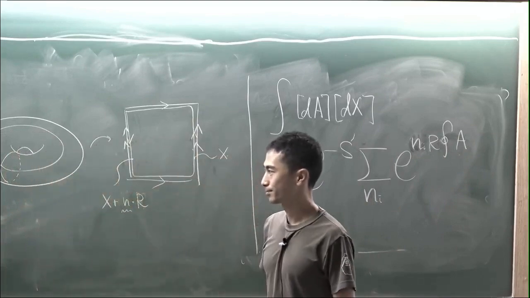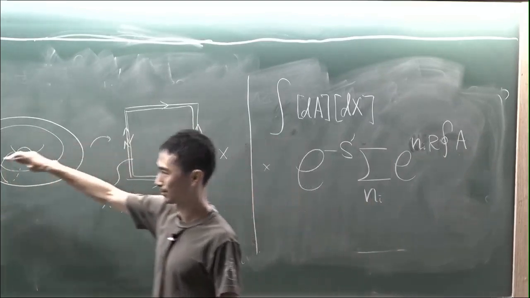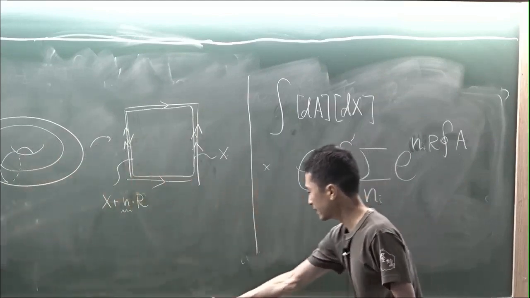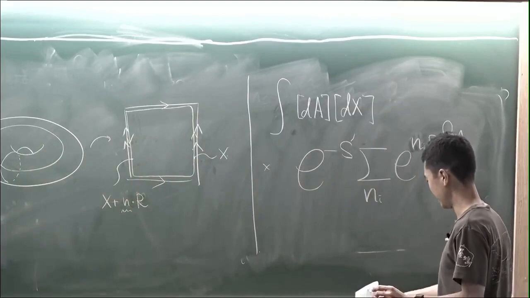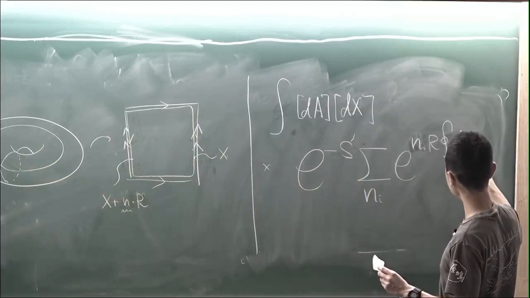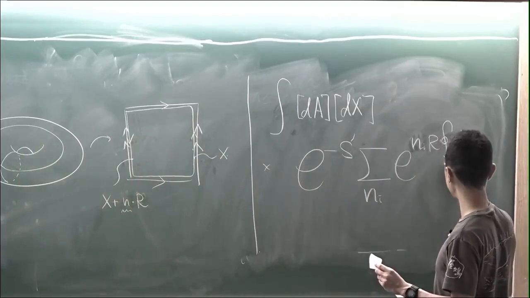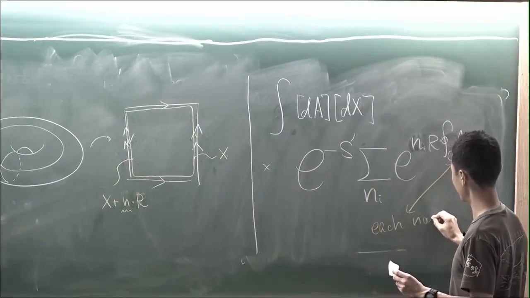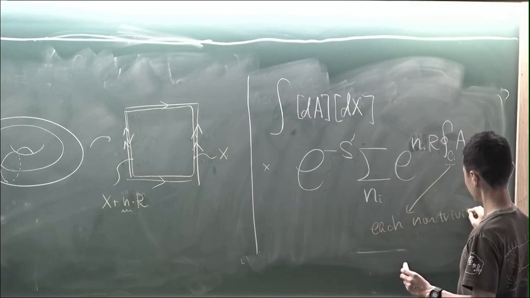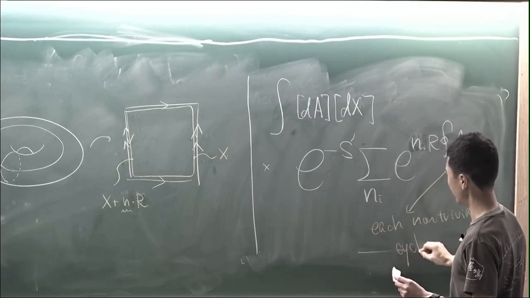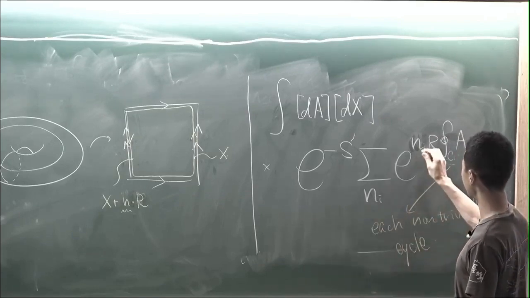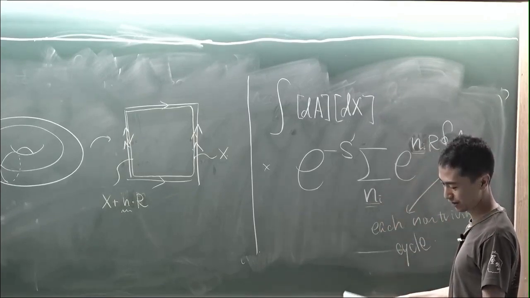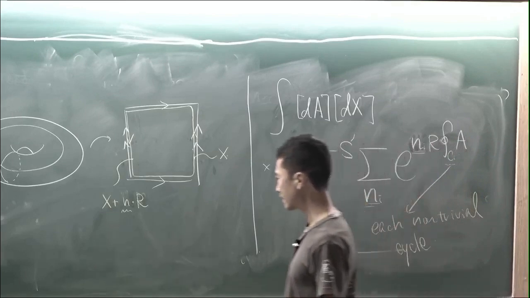Okay? So this is basically the boundary term that you need to include when you do the integration by parts. And this cycle integral of A is defined for each non-trivial cycle of the Riemann surface. And for each non-trivial cycle, I introduce an integer n_i and sum over the integer n_i. Okay?